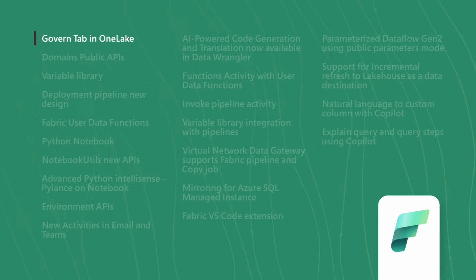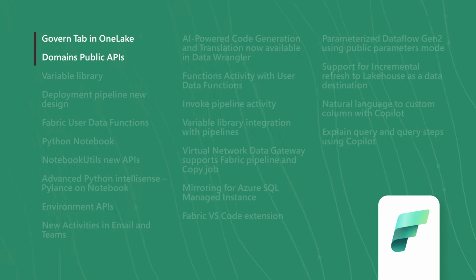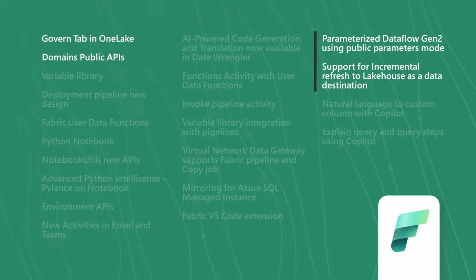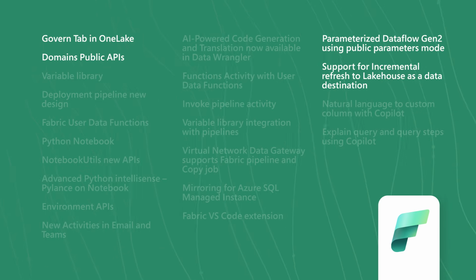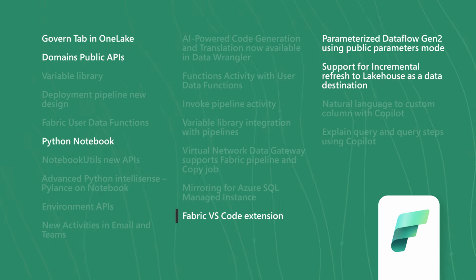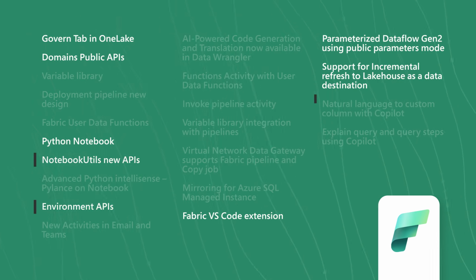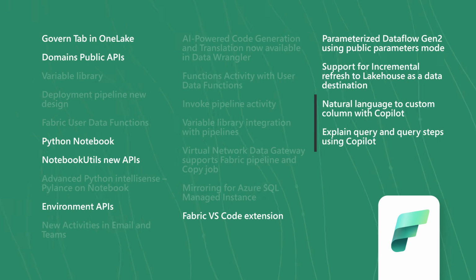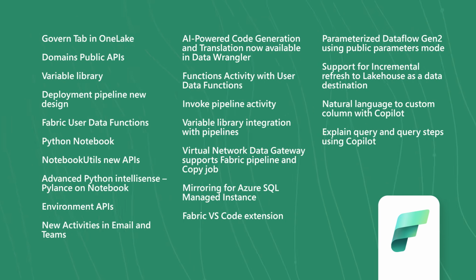OneLake gets a big boost with the new Govern tab and public APIs. Data Factory and Dataflows Gen 2 are smarter than ever with incremental refresh, variables, and pipeline upgrades. And developers, you'll love the new Python notebook enhancements, Visual Studio Code extension, or VS Code extension, API updates as well. And Copilot keeps leveling up, now helping you build custom columns and explain queries right inside Dataflows Gen 2. The headline is clear. Fabric is doubling down on flexibility, intelligence, and developer experience.